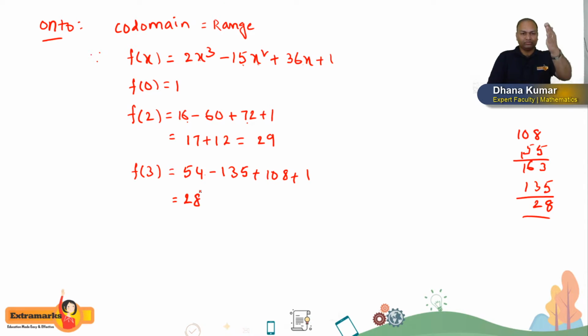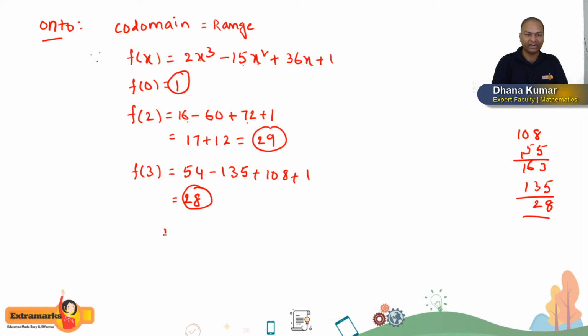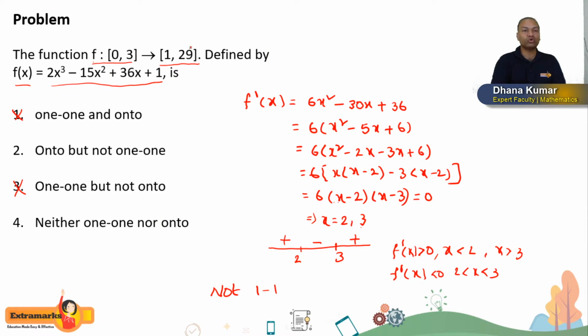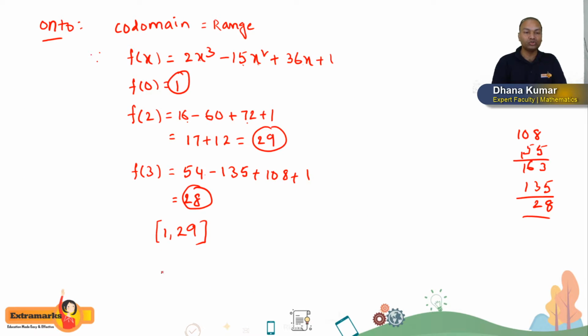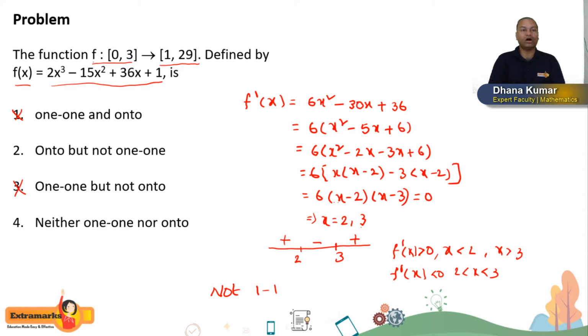Okay, right. Here we got 3 answers. You observe this one. Out of 3, the least value is 1, and the highest value is 29. So the range is 1 to 29. This is the range, but our question's codomain is 1 to 29. Both are the same, and if both are the same, the function is said to be onto.